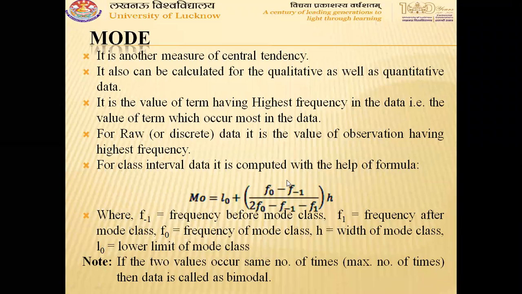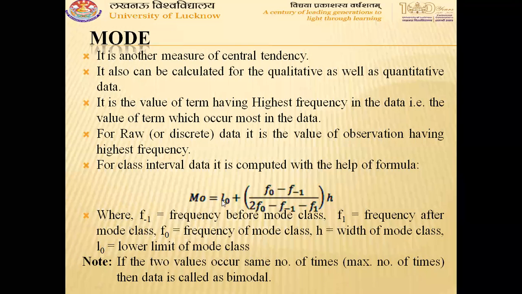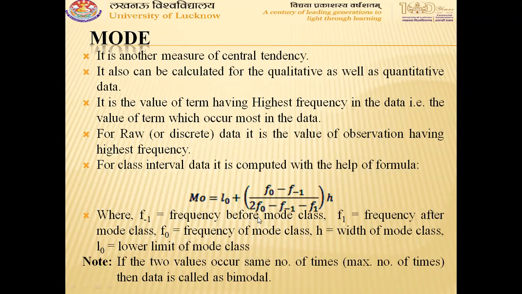equals to L0 plus (F0 minus F-1) divided by (2 times F0 minus F-1 minus F1), into h, where L0 is lower limit of mode class, F0 is frequency of mode class, F-1 is the frequency before mode class, F1 is frequency after mode class, and h is the width of class interval.